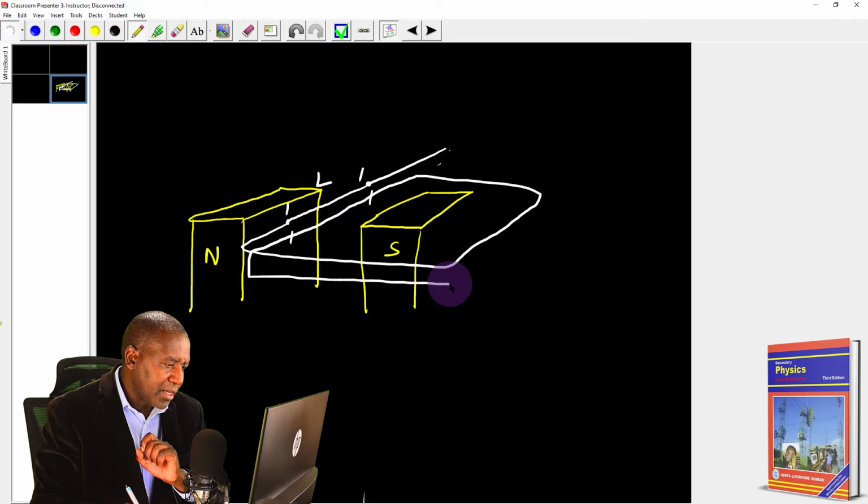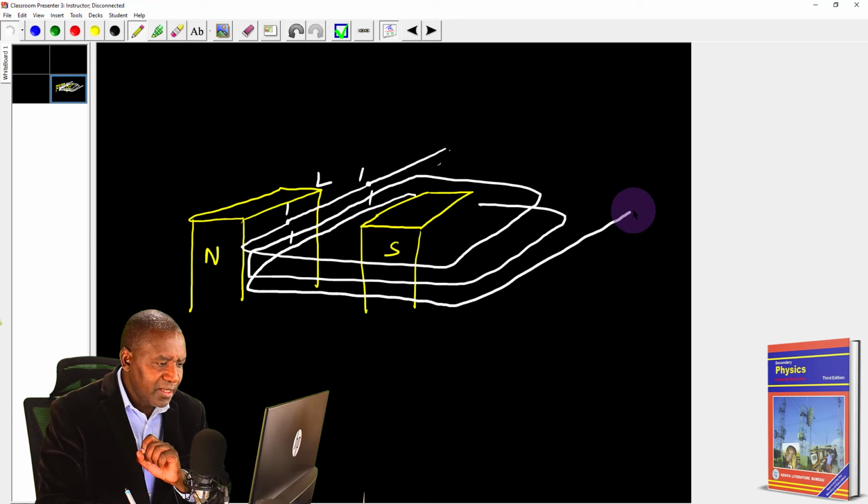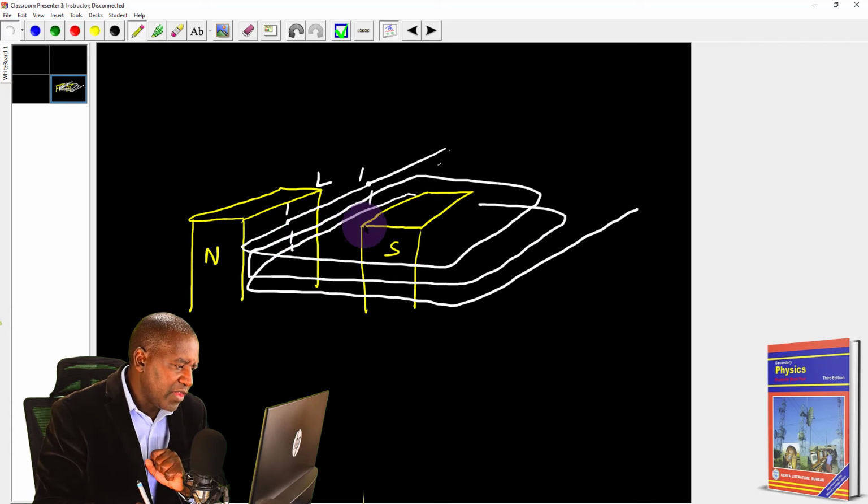I come back, like that. Tripled the length, like that. And you can see now I have increased the length of the conductor within the magnetic field. Remember, these ones are still connected to the same galvanometer.